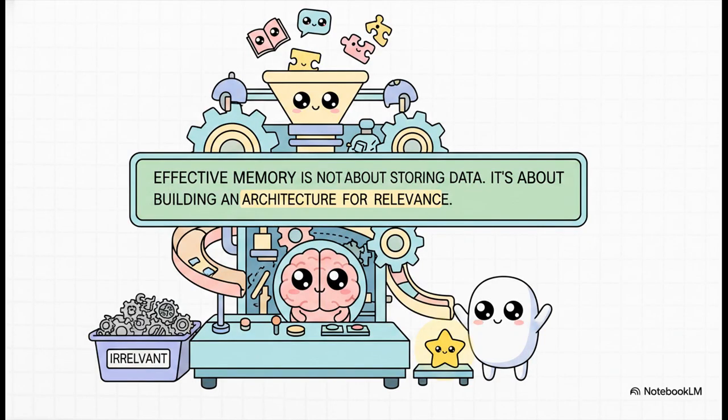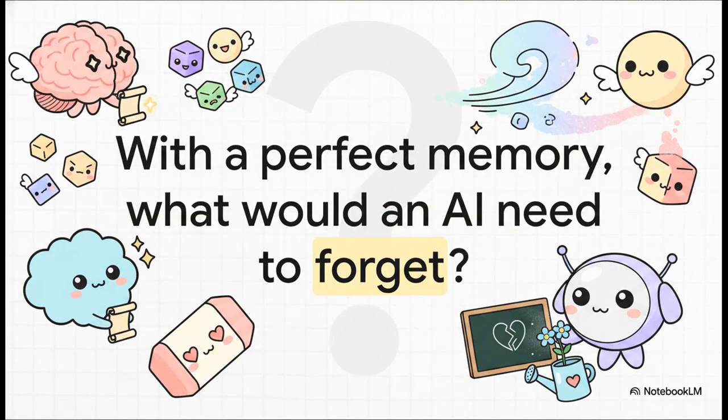And that, right there, is the crucial takeaway from all of this. Building effective AI memory isn't really a data storage problem. It's an information architecture problem. The real goal, the whole point, is to design a system that can find and deliver the exact right piece of information at the exact right time. So that leaves us with one last, kind of mind-bending question to think about. If we ever actually succeed in building an AI with a perfect total recall memory, what would be the first thing we'd need to teach it how to forget?